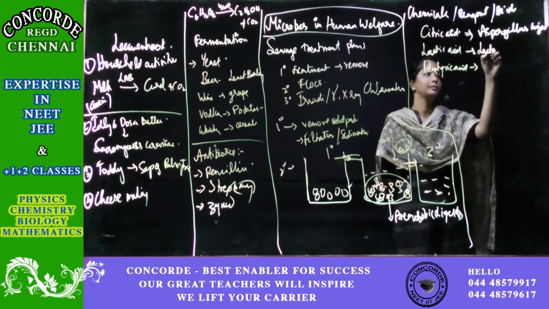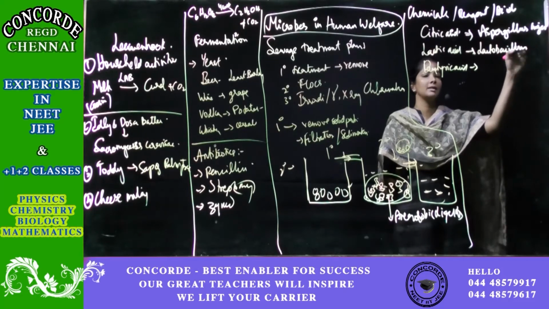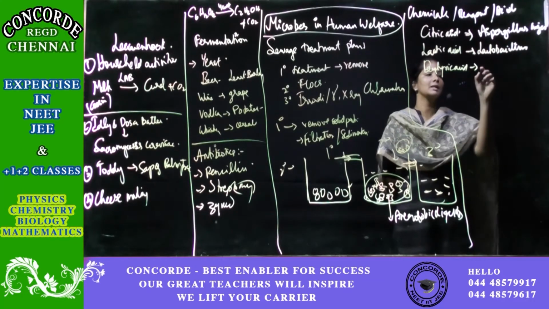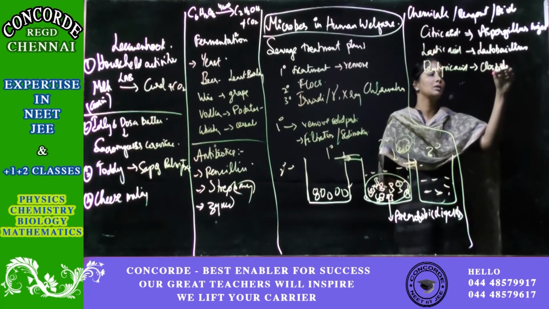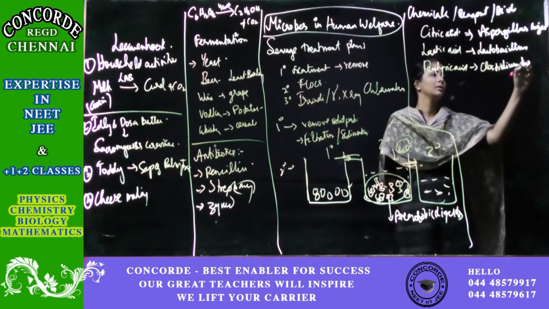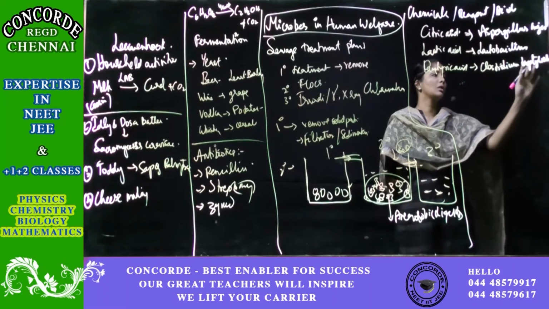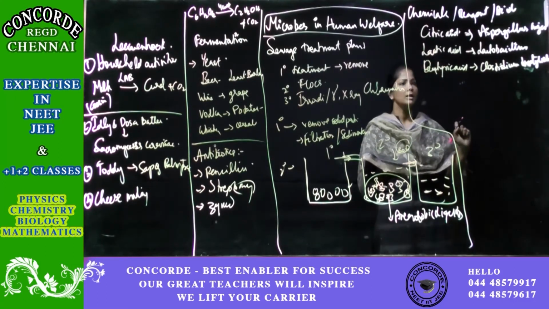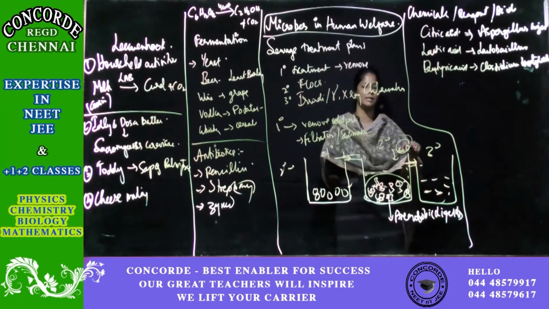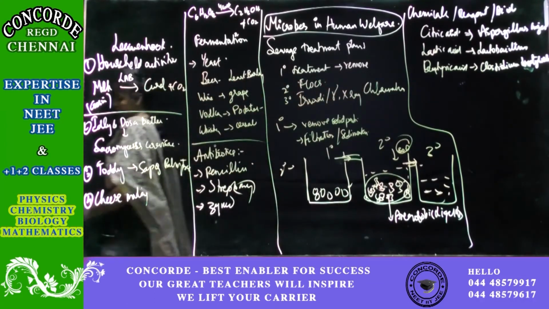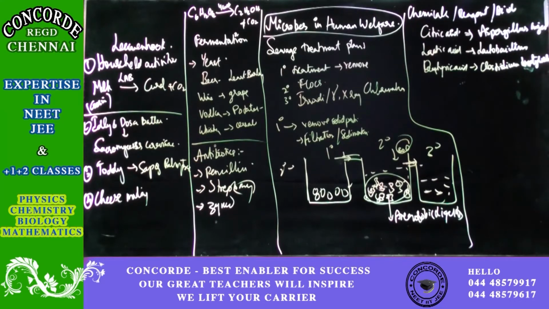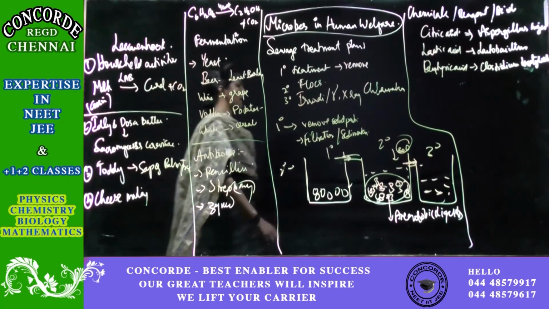Lactic acid is from Lactobacillus, that is nothing but your bacterium. Butyric acid is from Clostridium butylicum. Okay, citric acid, lactic acid, butyric acid. These 3 are the main acids which are being extracted from the microbes. And apart from that, one more acid is your acetic acid.